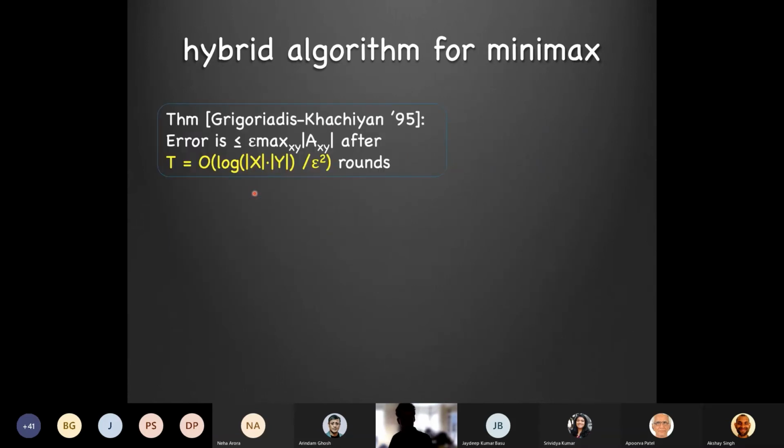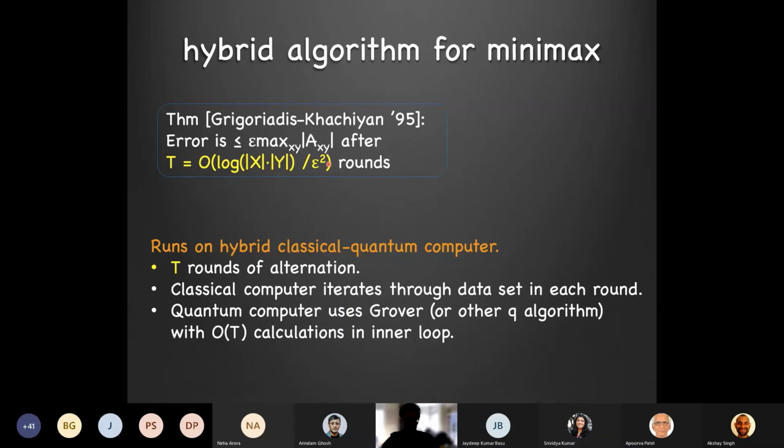And so their theorem is that the error, to get it down to epsilon times the largest entry of the matrix, the number of rounds you need goes like the log of the number of strategies divided by epsilon squared. So the scaling with the size of the problem is very good, and the scaling with epsilon is not so good. And so this is competitive if epsilon is not too small, but you have a very large solution space to look over. And this works very well for this hybrid model of computing because, if T is not too big, there are T rounds of alternation.